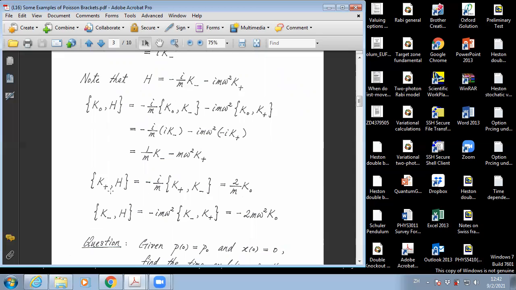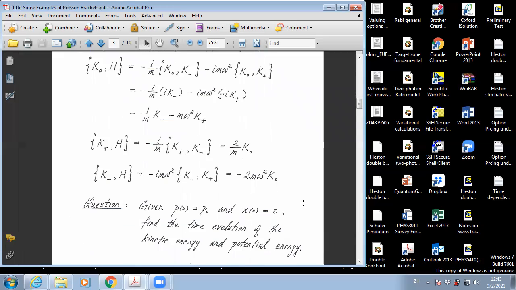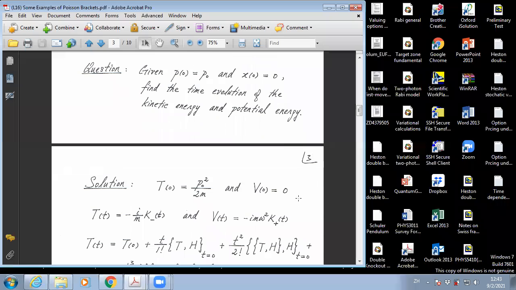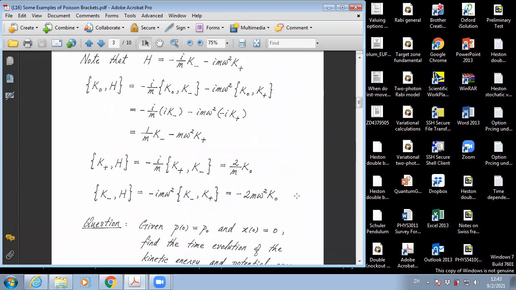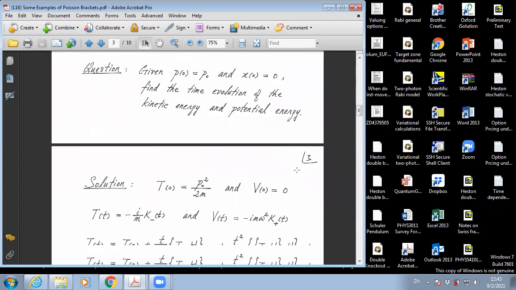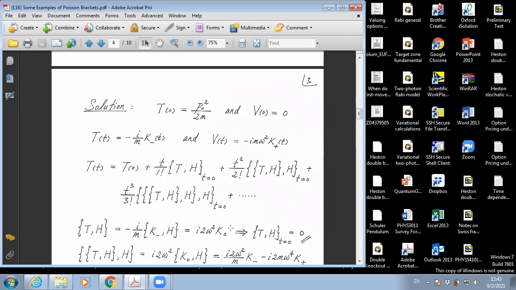We get this. The Poisson bracket between k plus and h gives you 2k naught over m. So k plus dot equal to 2 over m k naught. How about k minus dot? It gives you the Poisson bracket between k minus and h equal to minus 2m omega square k naught. All right. So we have the Hamilton's equations of k naught, k plus, k minus all together. And we realize that they are coupled to each other, right? They are coupled to each other.